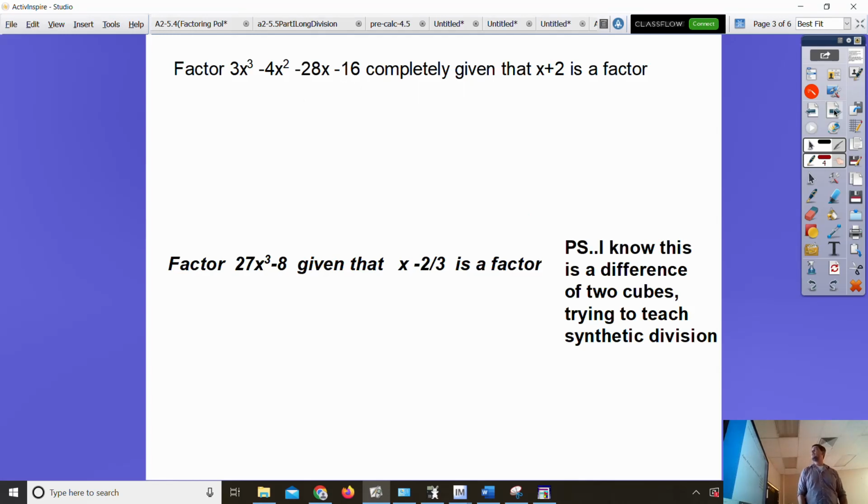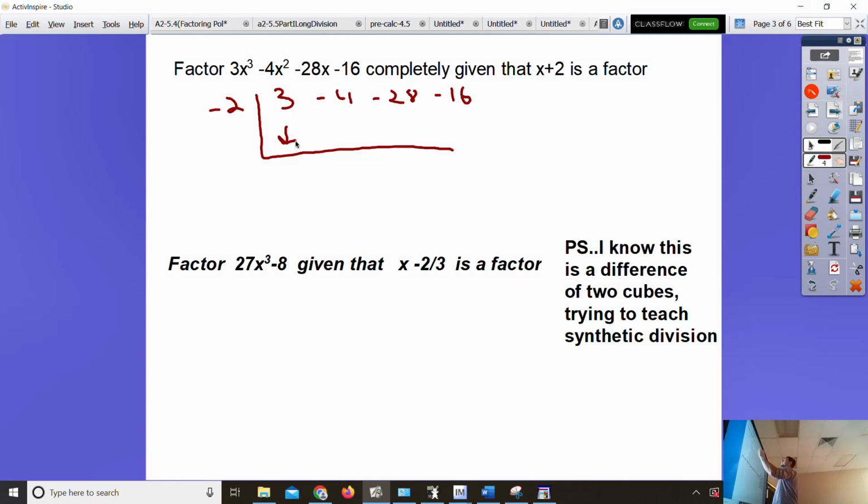Factor 3x cubed minus 4x squared minus 28x minus 16 completely, given that x plus 2 is a factor. So I'm going to do my synthetic division. Throw a -2 out front. Remember, you change that sign. Load my coefficients, 3, -4, -28, and -16. And the acronym here again was drop, multiply, and add with that partition on the M and the A.